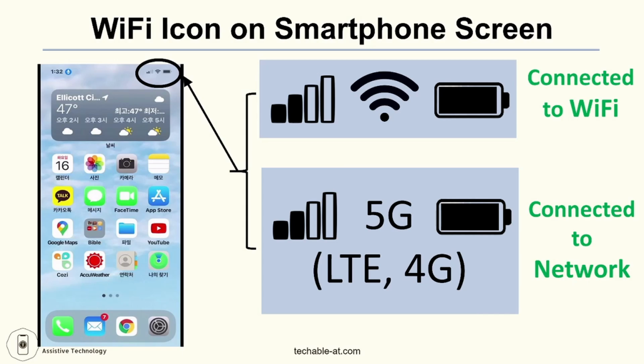If your smartphone is connected to a router, to a Wi-Fi, this Wi-Fi icon appears next to the vertical bars. However, if your phone is connected to a mobile carrier network and not to the router, then you will see these kinds of numbers and letters, 5G, LTE, 4G, etc., next to the vertical bars. So simply, if you don't see the Wi-Fi icon next to the vertical bars, then your phone is connected to a mobile carrier network.